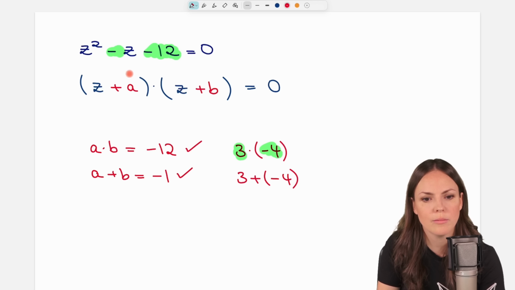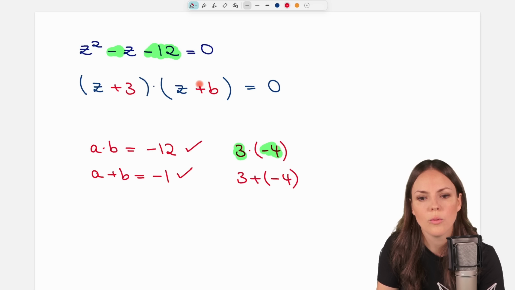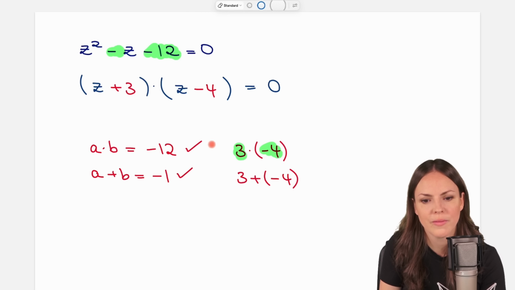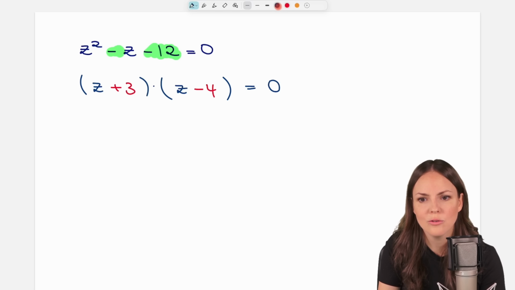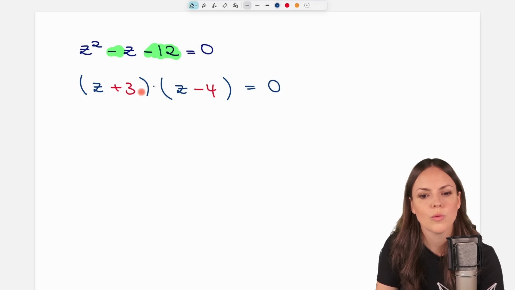3 is my first number, so instead of a, I'm going to write a 3. And instead of the b, we're going to have the negative 4. So we have plus negative 4, which is the minus 4 here then in total. How does this help us now to solve this equation? Well, we have a product here now. We have something times something is equal to 0.